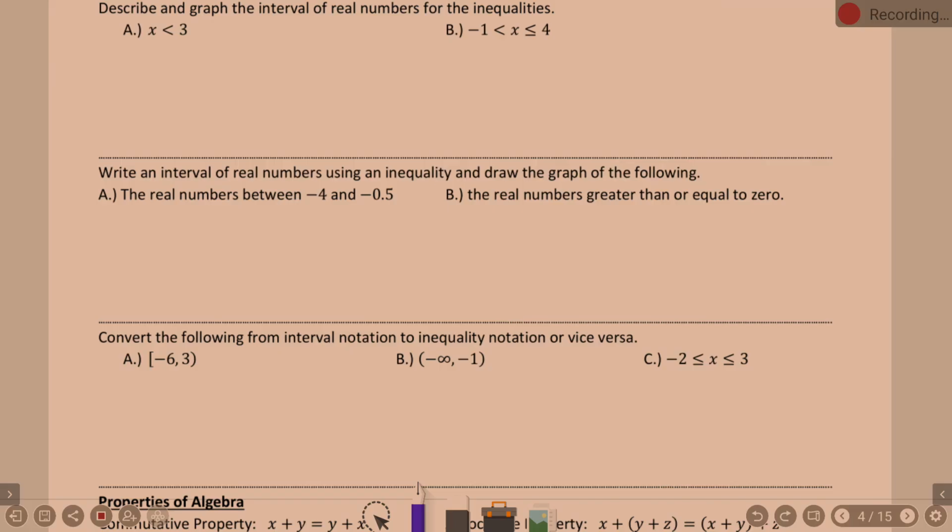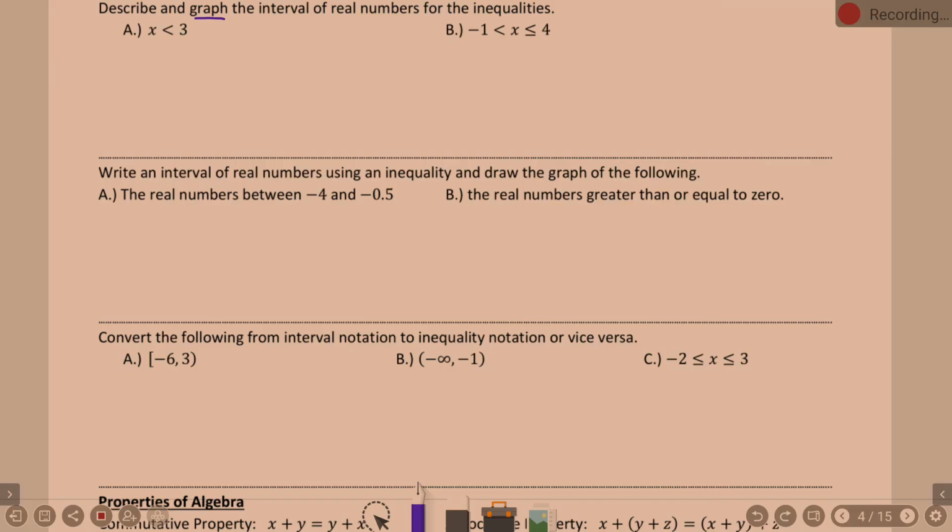Okay. Moving on. Let's try and get at least some of this backside in here. Okay. Describe and graph the interval of real numbers for the inequalities. Now, graph, you know what I mean by graph. We're going to put it on a number line.